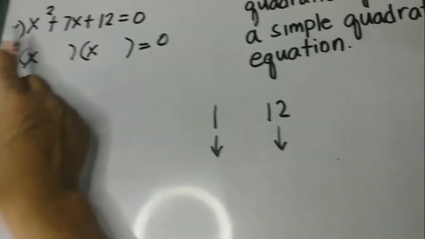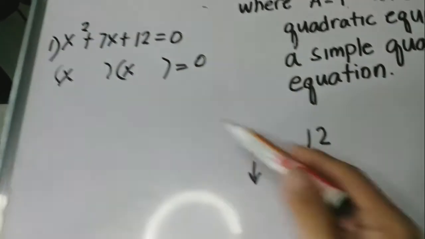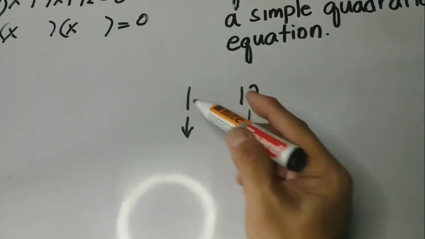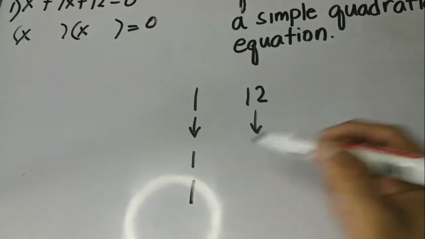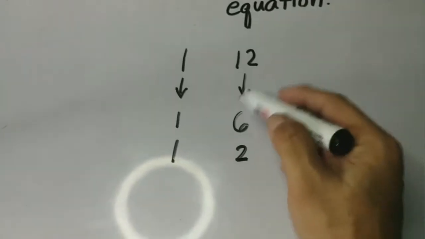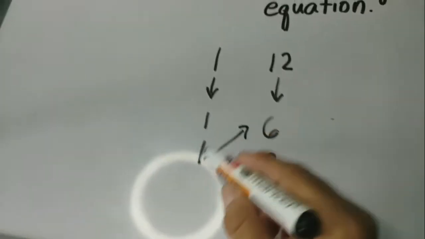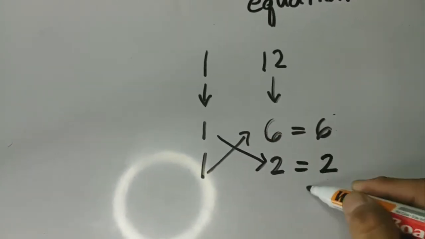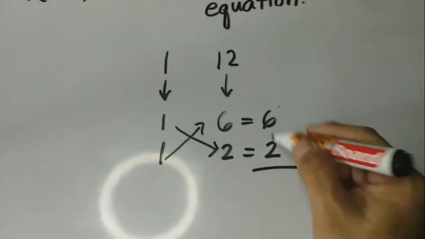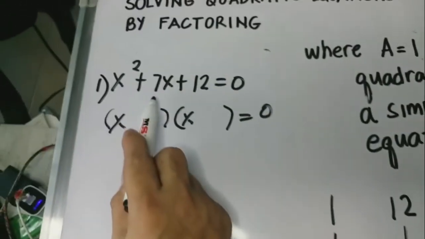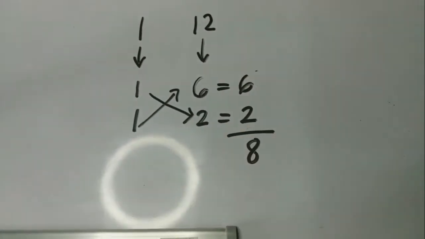Get the numerical coefficient of the first term, which is 1. Then the third term is 12. And then get the factors of 1. So the factors are 1 and 1. The factors of 12, let's try 6 and 2. This method is more of a trial and error. After getting the factors, then cross multiply. 1 times 6 equals 6. 1 times 2 is equal to 2. And then add, we have 6 plus 2 is positive 8. So 8 is different from 7. So the factors here are not correct.